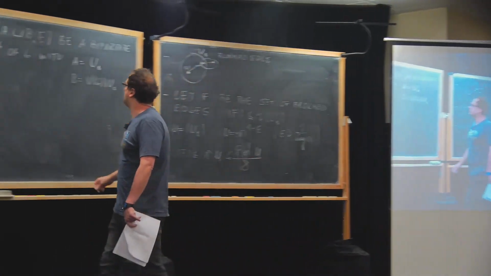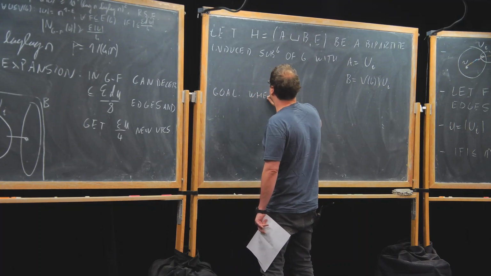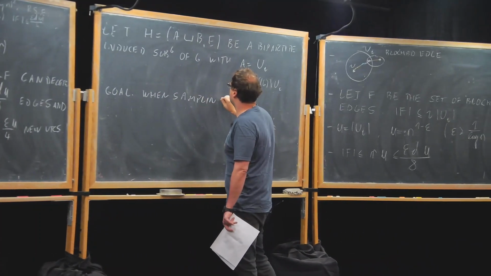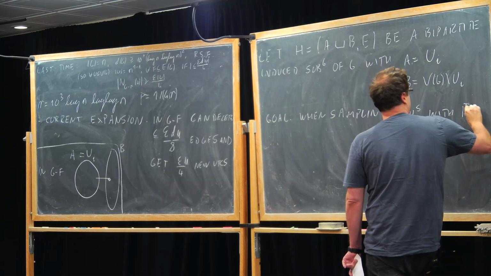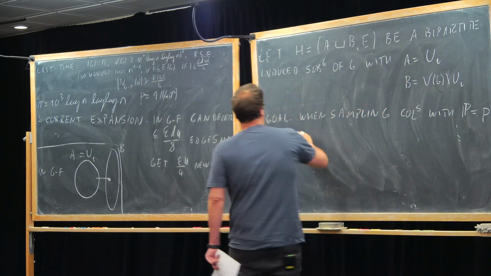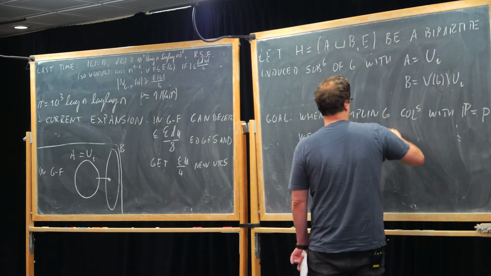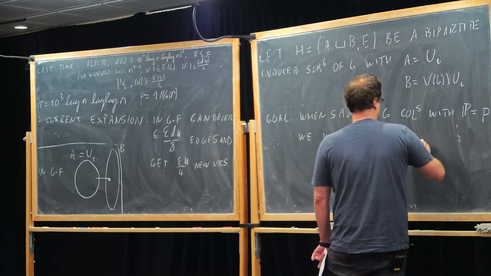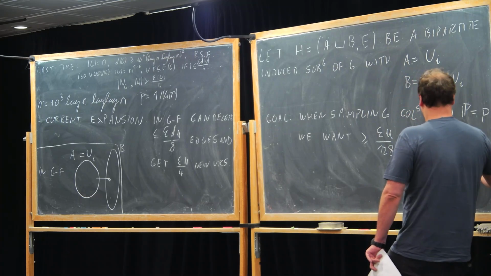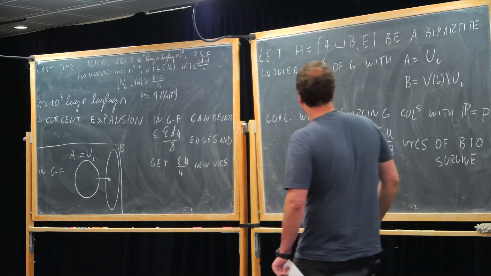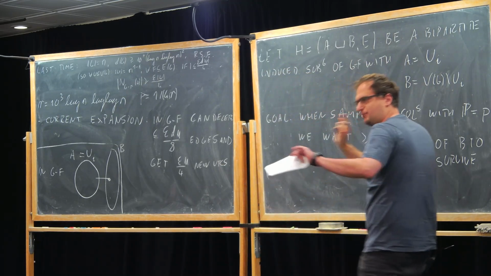Okay, and so now the goal is, when sampling colors with probability P, we want at least epsilon u over 128 vertices of B to survive. And survive means still have a neighbor in A. Yeah? Is this supposed to be a subgraph of G or of G minus F? G minus F, thank you. We deleted F. Yeah, perfect. Thank you.